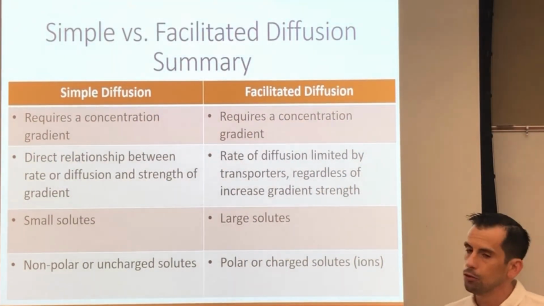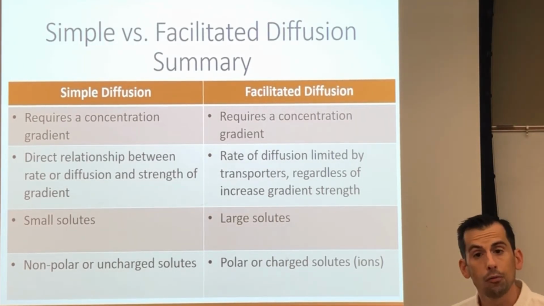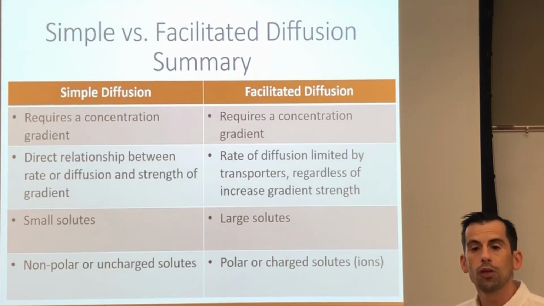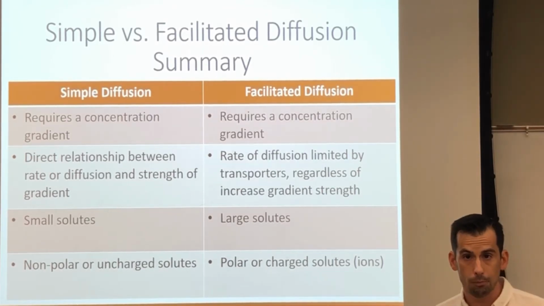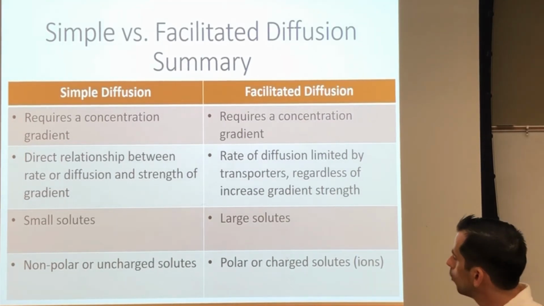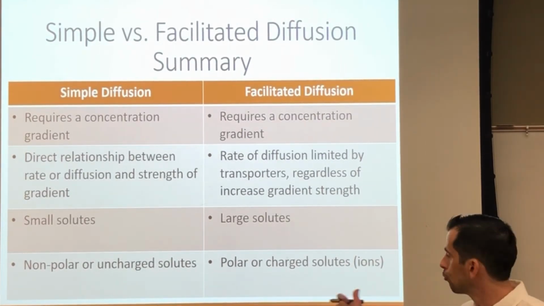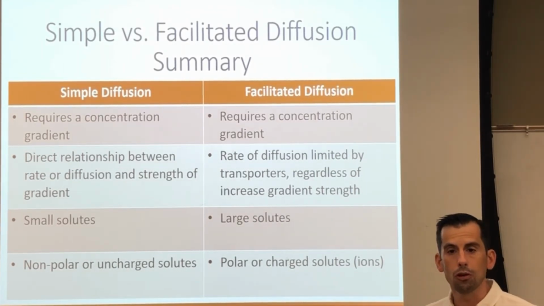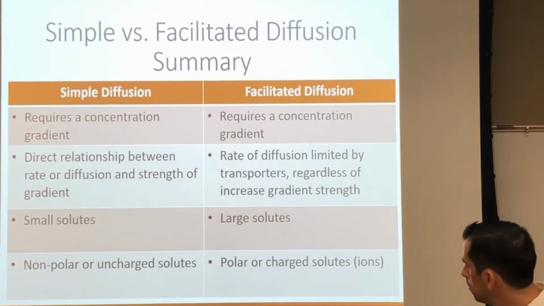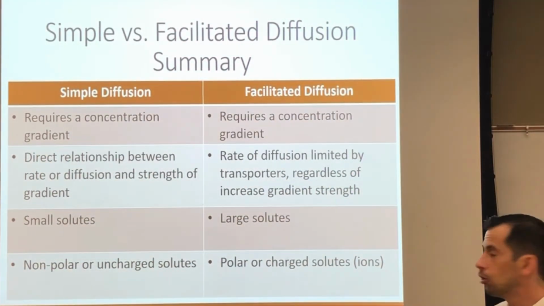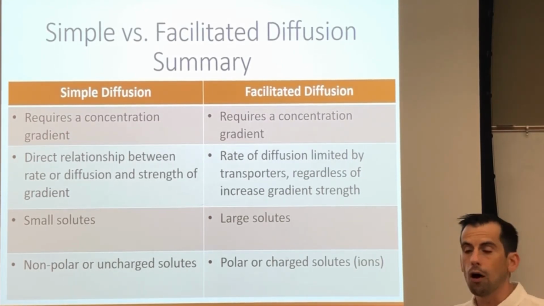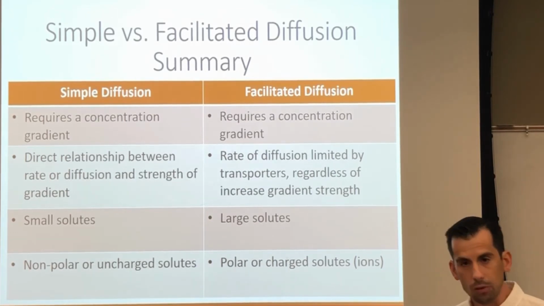For simple diffusion, the solutes always have to be small. They have to be small enough to fit between the phospholipid molecules to get into and out of the cell. Large molecules can't fit through those openings, therefore they require larger openings created by these facilitated transporters. And finally, simple diffusion always has to be nonpolar or uncharged solutes. So small molecules like oxygen, carbon dioxide, they're uncharged, they're nonpolar, they get through that membrane with ease because they're small enough to fit and they're at home in that hydrophobic fatty acid environment that we see in the middle of the membrane. For facilitated diffusion, because the molecules that are polar or charged like ions, they can't get through that fatty acid environment. So again, they require a facilitated transporter so they don't have to come in contact with that repulsive environment for them.